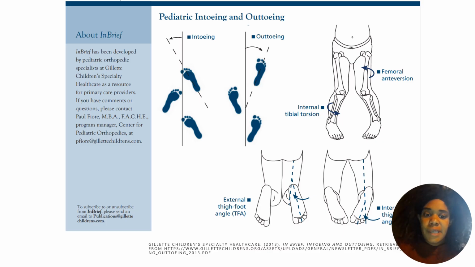I really love this image from Gillette Children's Specialty Healthcare. It does a good job of showing what in-toeing is to the far left, what out-toeing looks like to the far right. And some of those more technical terms we talked about, like the internal tibial torsion, the femoral anteversion, and then some of these things we see at the bottom, like the external thigh-foot ankle, or TFA, down here, that would be contributing to some of that out-toeing that I had talked about. So I thought that was important to note.